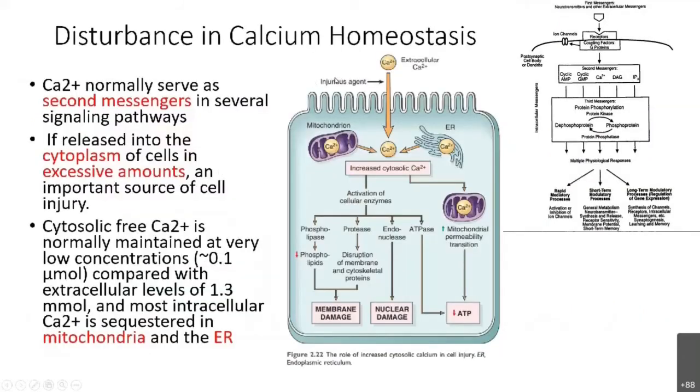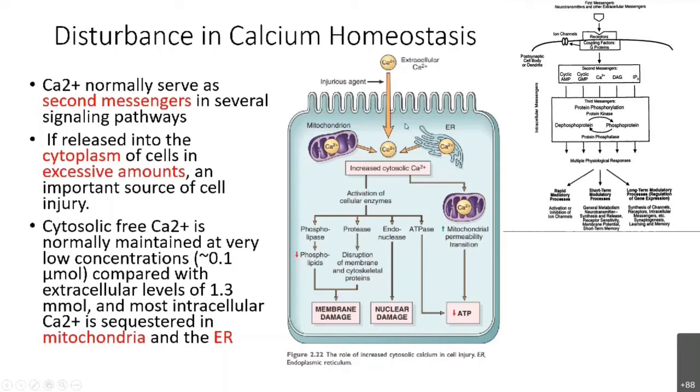Next is disturbance in the calcium homeostasis. Now, calcium normally serves as second messenger in several signaling pathways. Other second messengers we have are cyclic AMP, then we have the DAG, inositol phosphate, etc. Normally it is present in the cytoplasm in very low concentration. The cytosolic free calcium is present only at about 0.1 micromole as compared to the extracellular levels, and whatever intracellular calcium is present is mainly in the mitochondria and the endoplasmic reticulum.